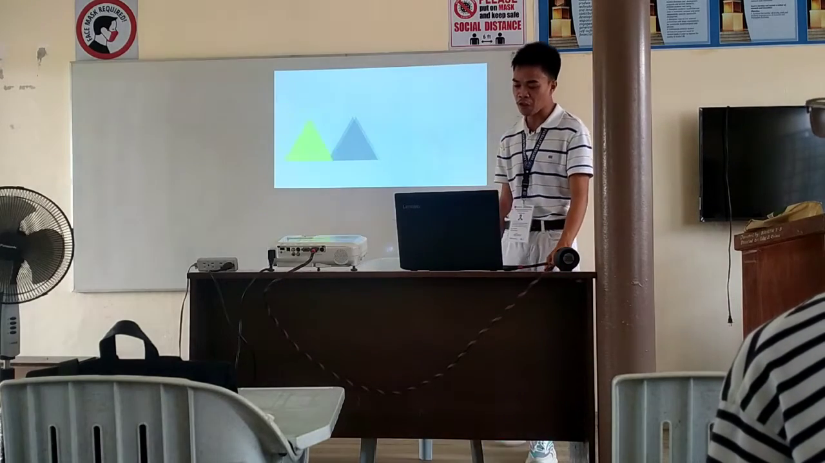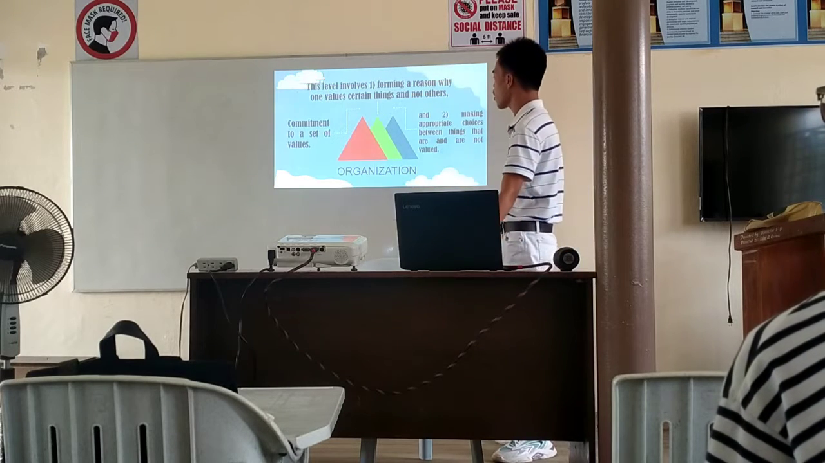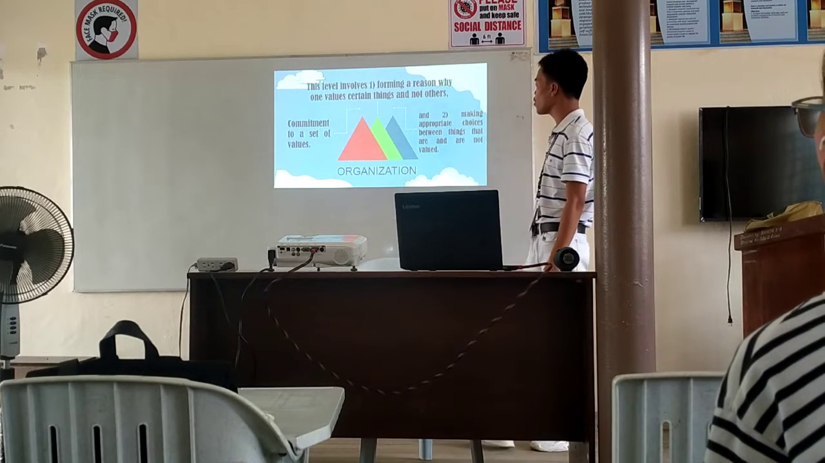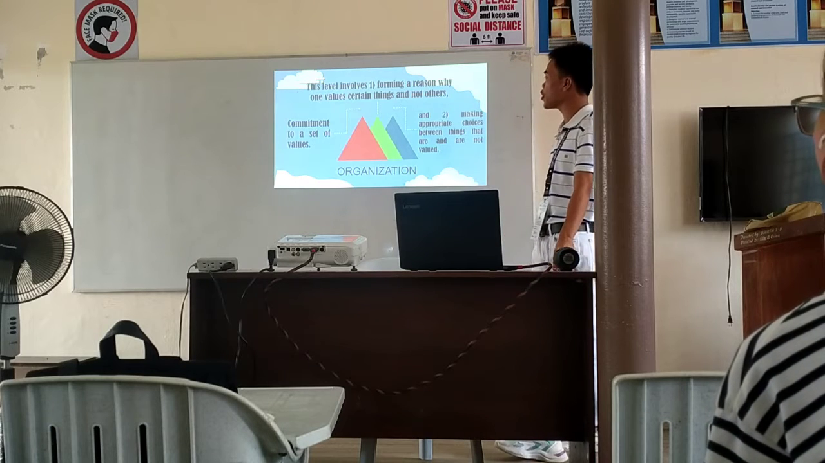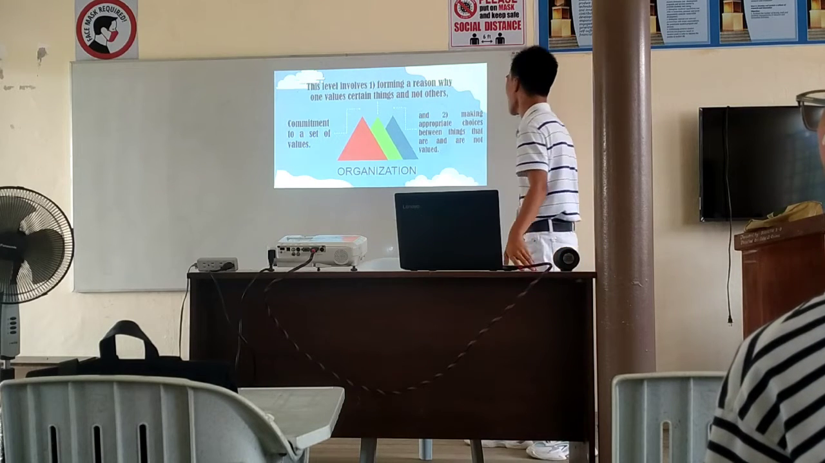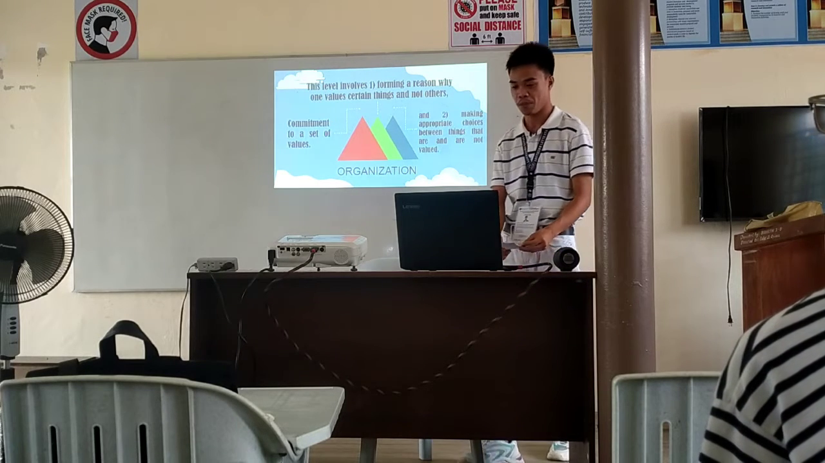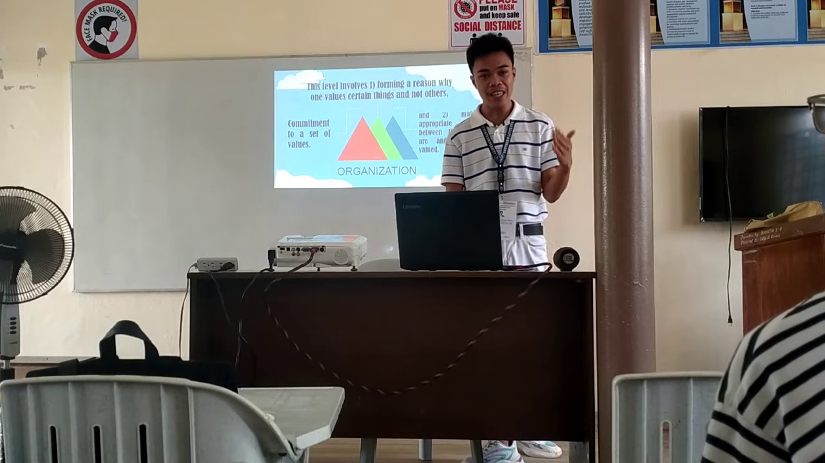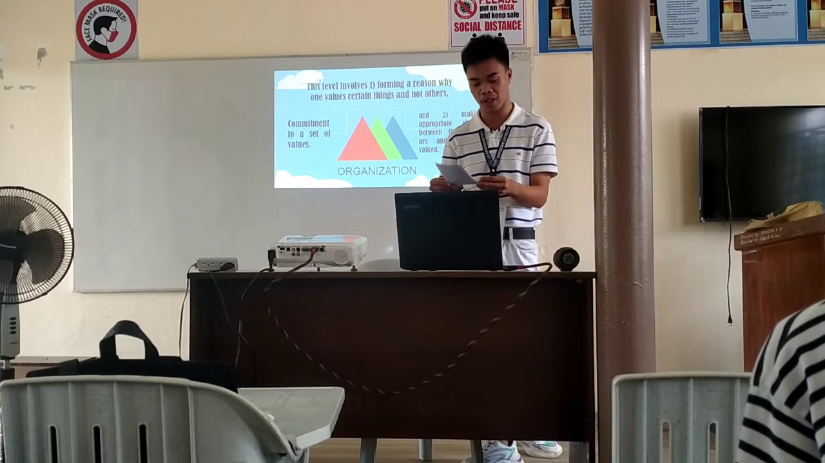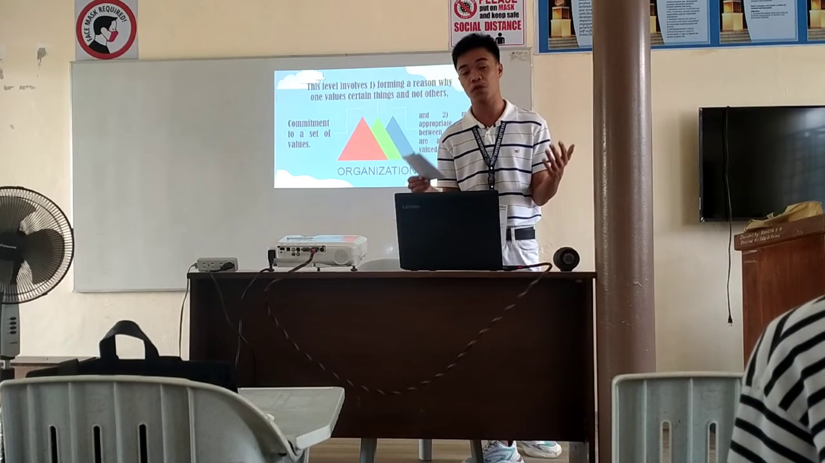Then the next level of the affective domain is organization. Organization is commitment to a set of values. This level involves forming a reason why one values certain things and not others, and making appropriate choices between things that are and are not valued. At this level, learners start organizing and rearranging values. They prioritize and give emphasis, and they are committed to these values.